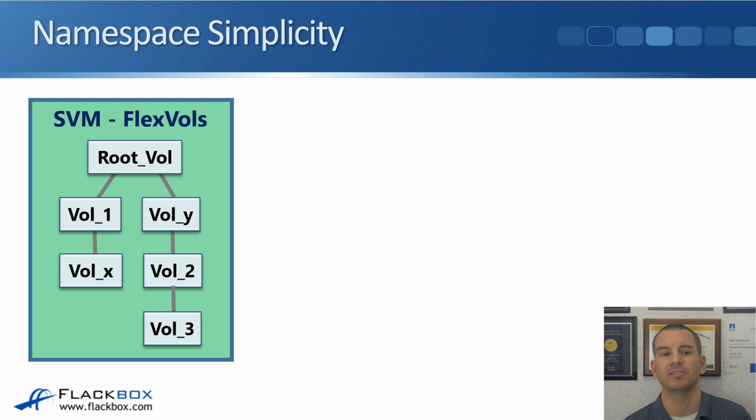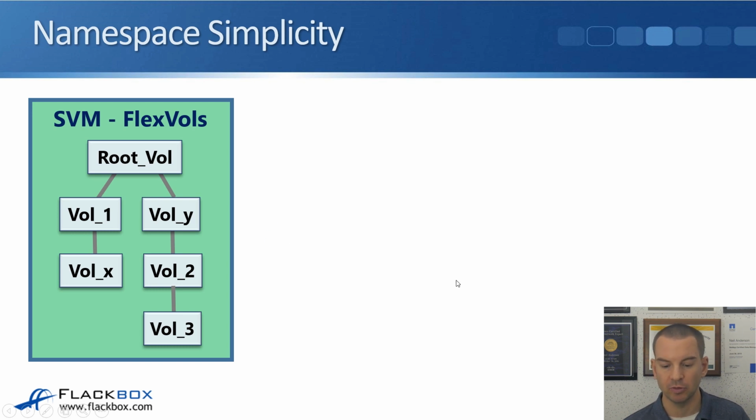So let's have a look and see how this simplifies the namespace. First up, looking at where we're using our normal FlexVols, like we've been covering earlier in this section. So here I've got a normal SVM using normal FlexVols. It's got its root volume, and I've got several volumes which are hanging off of there to build the namespace. These volumes can be in different aggregates on different nodes throughout the cluster.